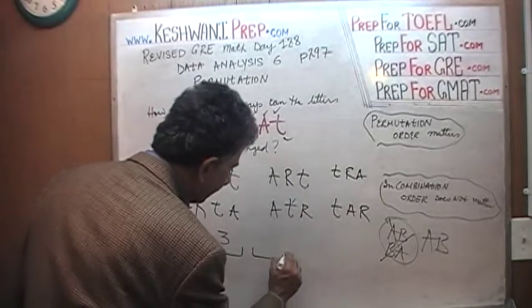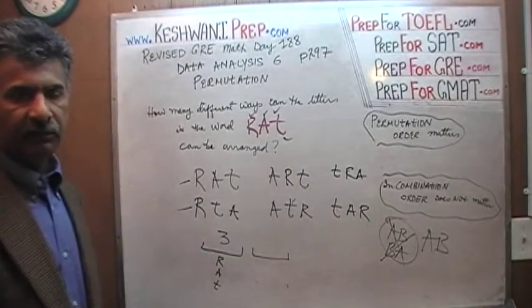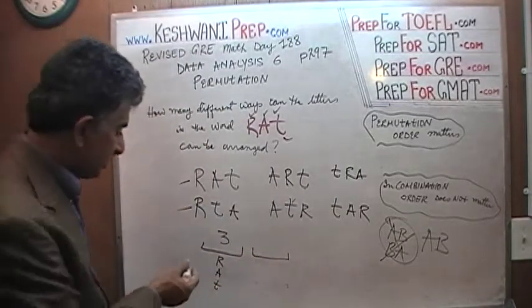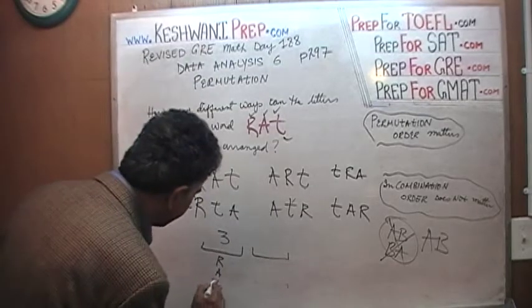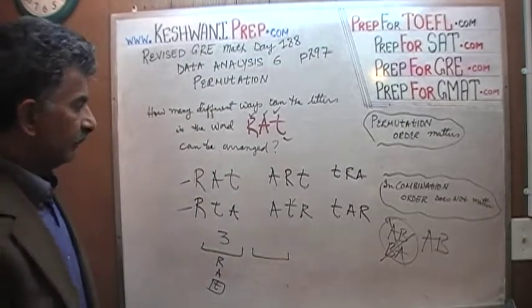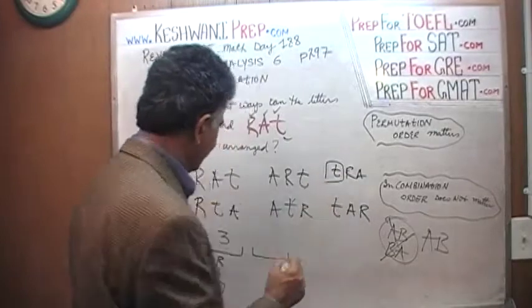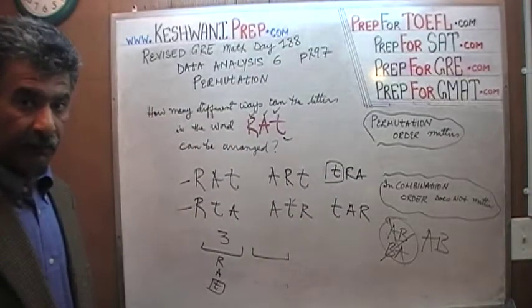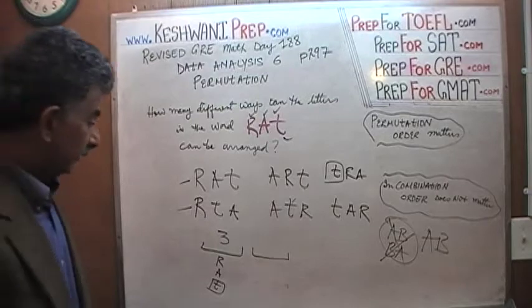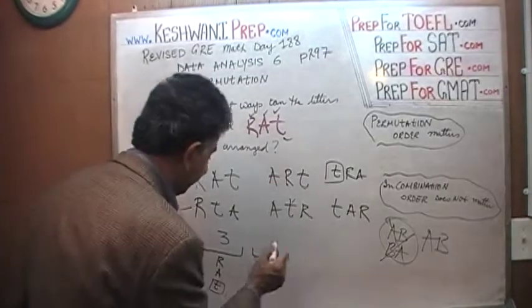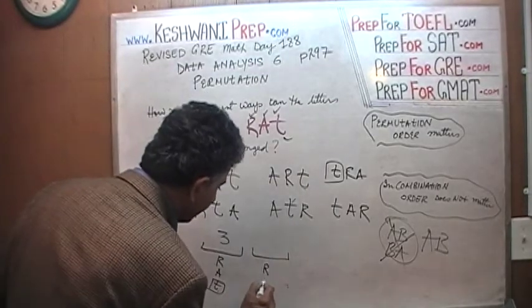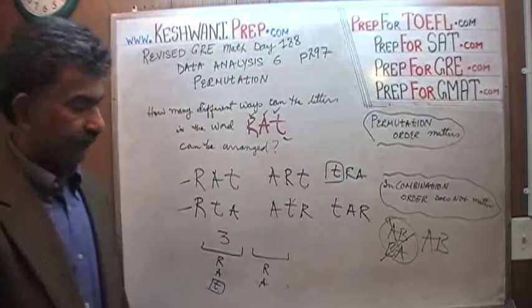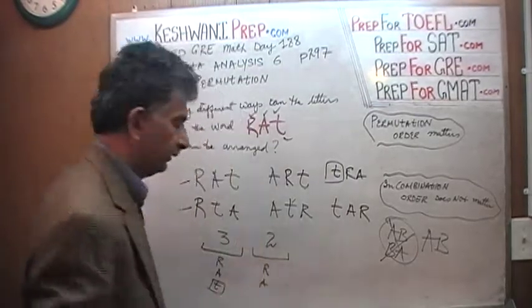Once we have done that, how many different ways can we fill the second spot? Well, only two ways, because whichever one you picked, let's suppose you pick T for the first spot. How many different ways can we fill the second spot? Well, T is already picked. We cannot pick it again. Repetition is not allowed, obviously. So we have only two choices, either A or R. So there are two choices for the second spot.